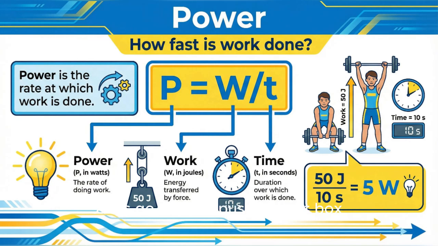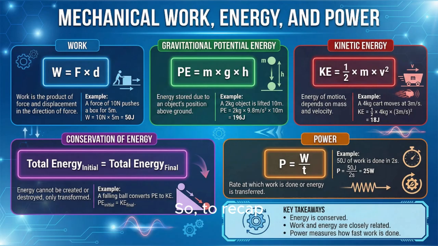Let's go back to pushing that box. You did 50 joules of work. If it took you 10 seconds to do it, your power output is 50 divided by 10, which equals 5 watts. If you did it in just 5 seconds, your power would be 10 watts. You did the same work, but you were more powerful because you did it faster.